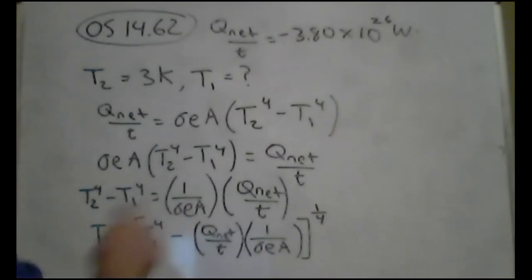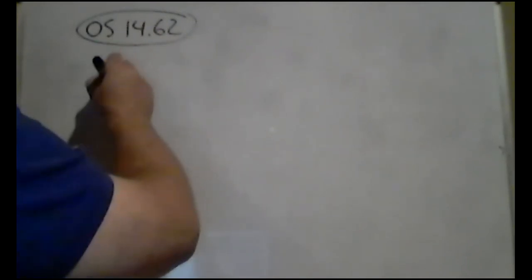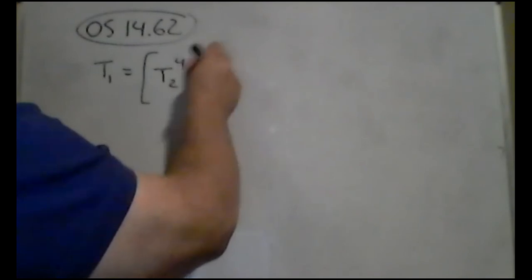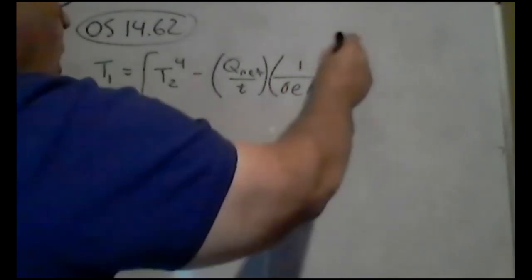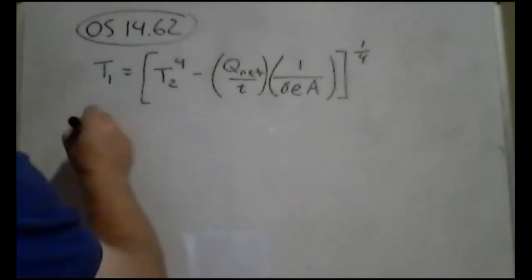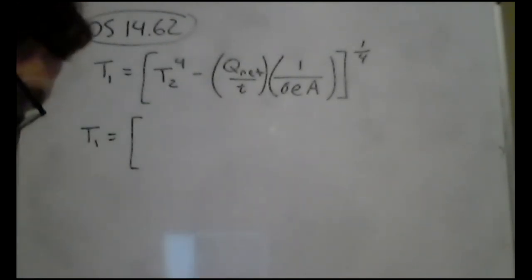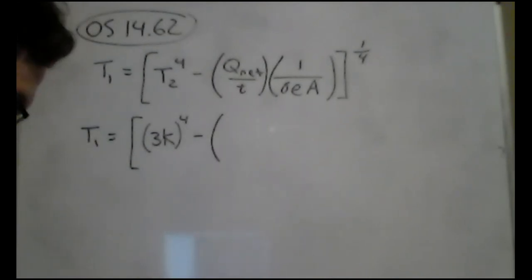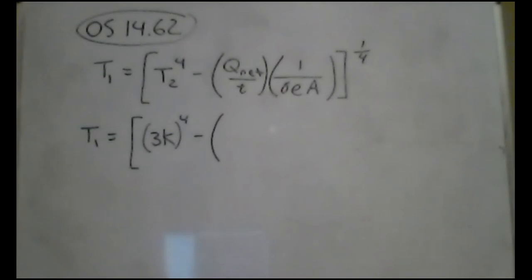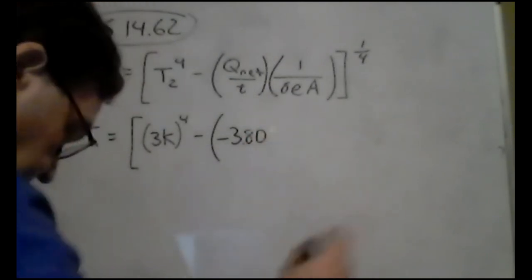All right, so I'm going to erase everything. I'm going to put the equation on the very top now. Need to conserve real estate. So again, T1 is brackets, T2 to the fourth minus Q net over T times 1 over sigma EA, all of this to the 1/4 power. I'll plug in values. My T2 is the 3 Kelvin of outer space, so 3 Kelvin all to the fourth minus, okay, let's be careful. Q net over T is a negative number. It's minus a negative number. Remember, heat has a sign convention: negative means that the heat is leaving the system. In this case, the system is the sun, so it's leaving, going into outer space toward the Earth. So negative of negative 3.80 times 10 to the 26 watts.